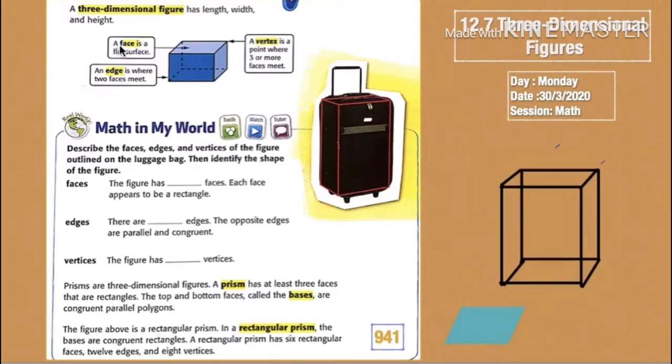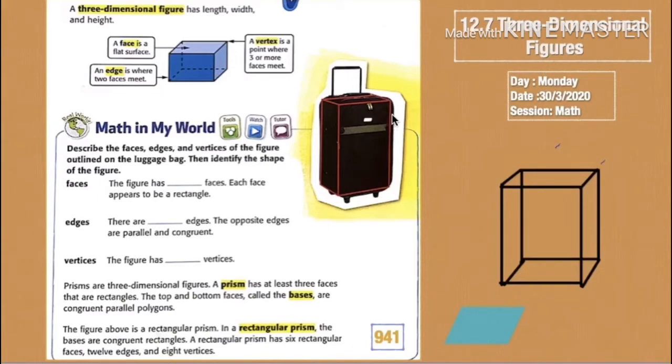We have a face, which is a flat surface. So any flat surface is going to be considered a face, like this one. Then we have an edge. That is where two faces meet. So this would be an edge. And then we have a vertex, which is a point where three or more faces meet, almost like the corner over here.